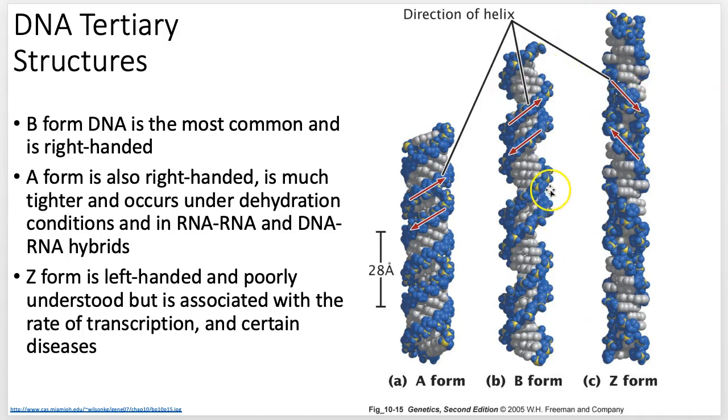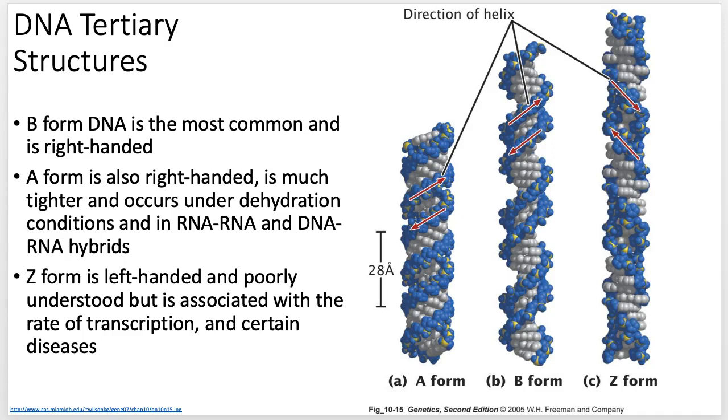But anyway, let's talk a little bit about this. So the B form is the most common form. It's right-handed. You have a major groove and a minor groove, right? So you can see you have much more access to these gray nucleotides through the major groove than the minor groove. Now the A form is basically a dehydrated condition for DNA, still DNA. You just can squeeze more nucleotides in there.